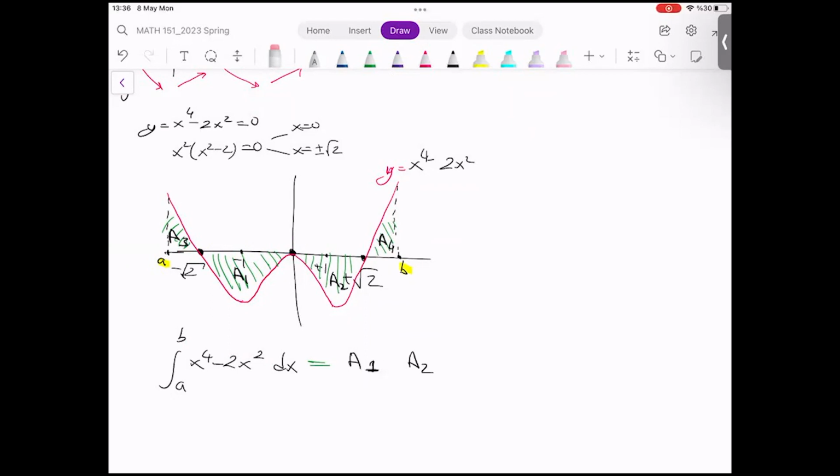Sorry, since these are negative parts, I need to put a minus sign in front of them, right? And then plus A3 plus A4. These are the positive parts. What do we want now? Okay, this is the key point. Key part. We want this result to be as small as possible.